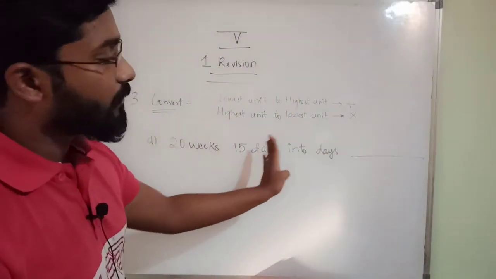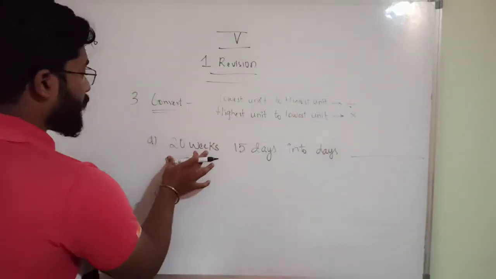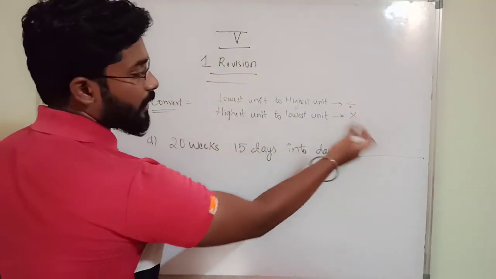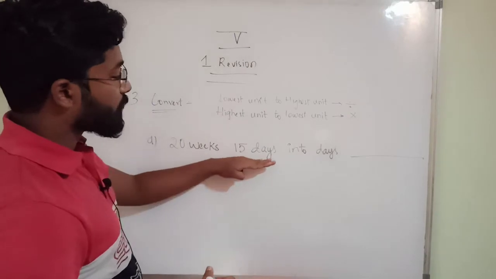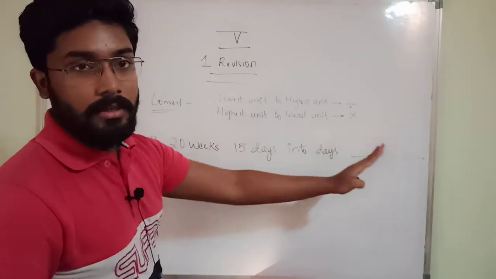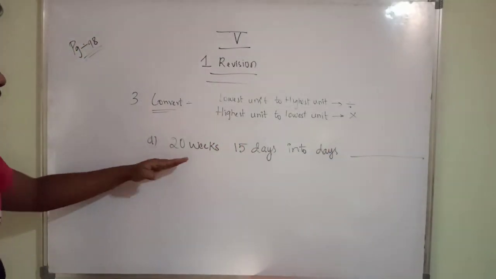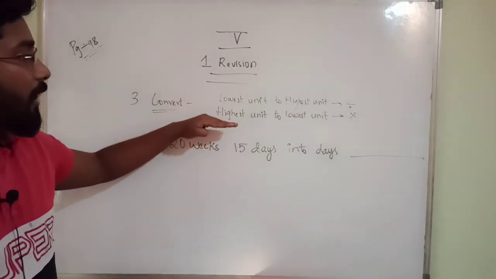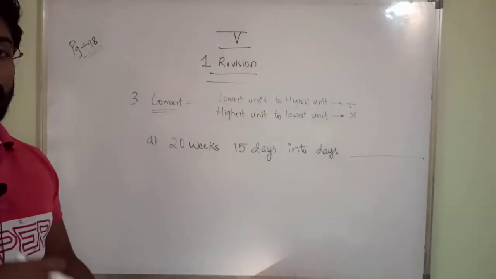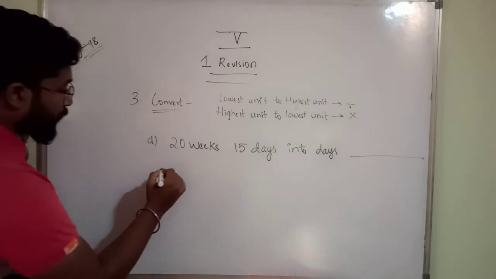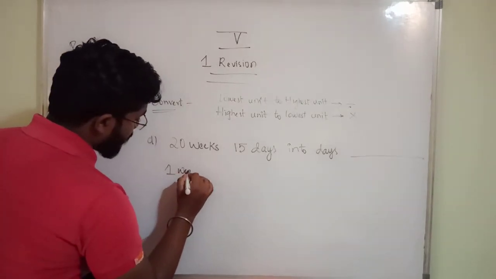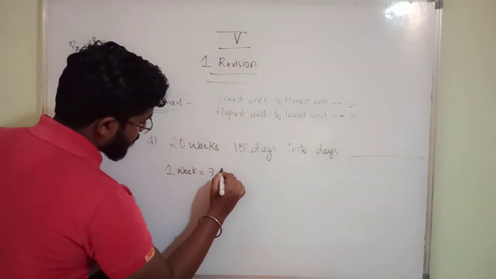You have to convert everything into days. This 20 weeks 15 days into days. We have to convert from 20 weeks 15 days to days only. You should not have weeks again. This one to this one means highest unit to lowest unit, no? 1 week is having how many days? 1 week is having 7 days.